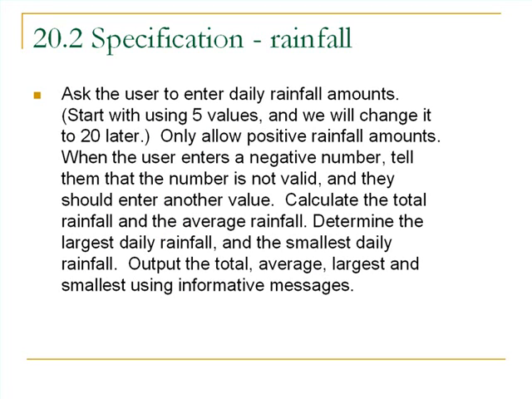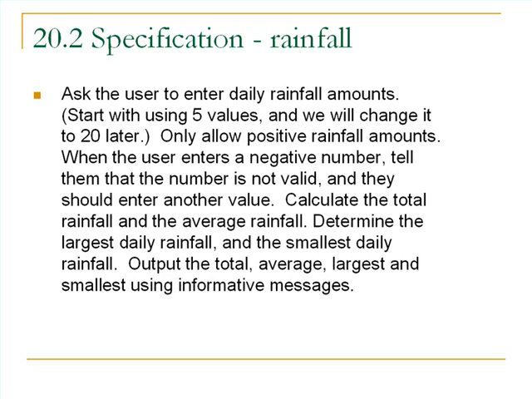We're going to ask the user to enter daily rainfall amounts, and we'll start out with 5 and maybe change it to some other number later. And the spec also says only allow positive rainfall amounts. So it doesn't really make sense to say we had -1 inch of rain today. So when the user enters a negative number, we're going to tell them that that's not valid and have them enter another number.